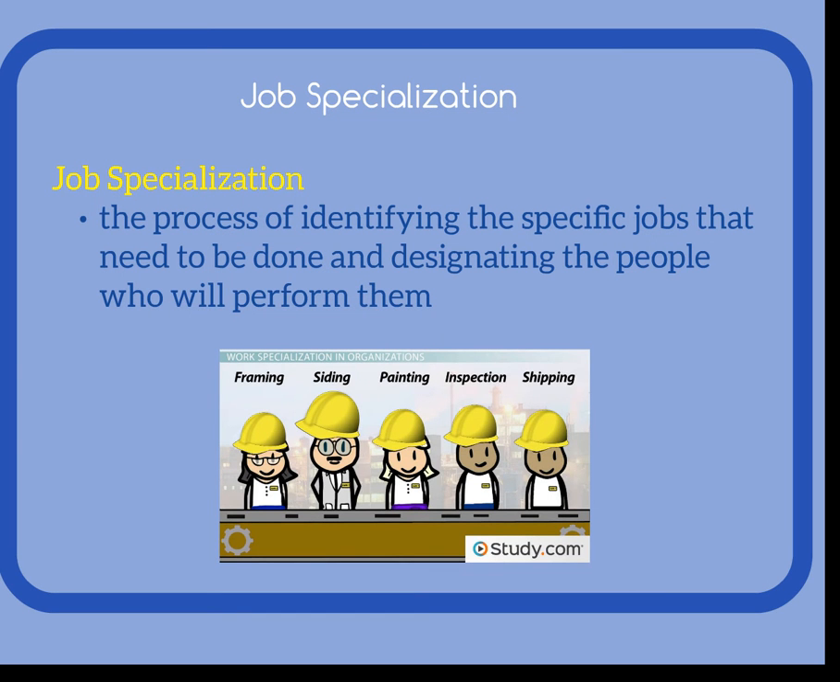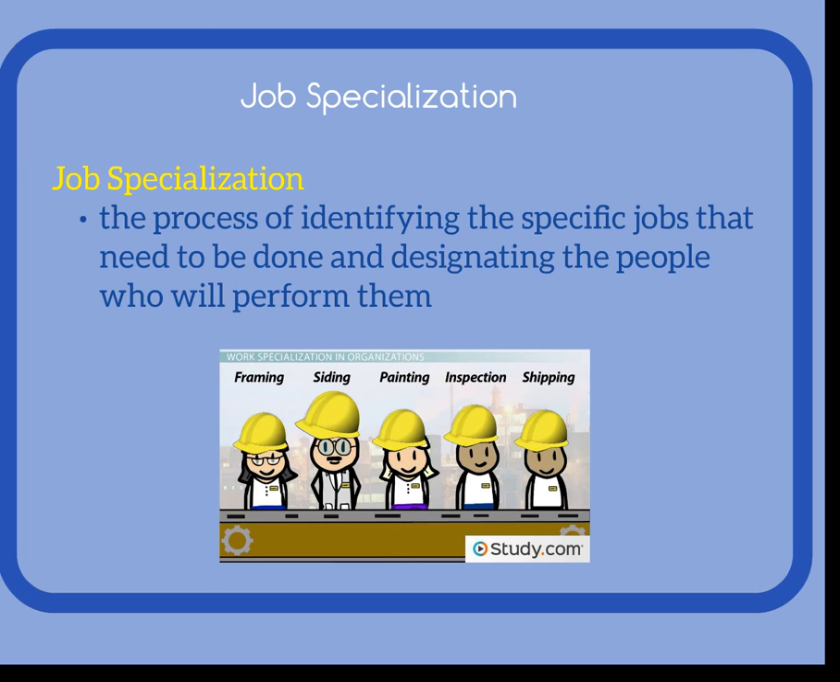So let's take a look at this for example. So job specialization, we have 5 different options here: framing, siding, painting, inspection, shipping. What you want to think about are what are the benefits that come along with job specialization, and what are the downsides. So some of the benefits are you have someone who only focuses on framing, likely they'll be very good at their job. So you get subject matter experts when you have job specialization because they're trained on one thing, they've been doing it for a while, so their expertise grows, their efficiency grows. Again, that's the thought process.